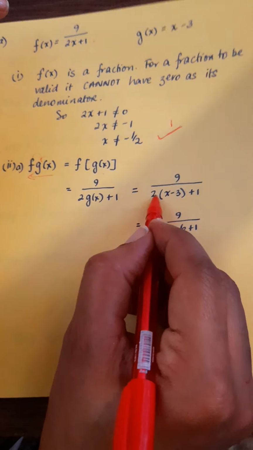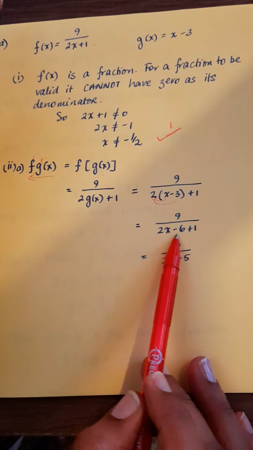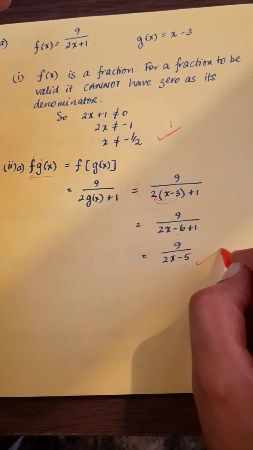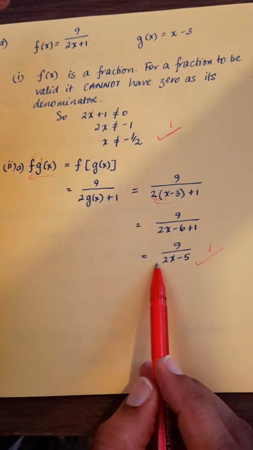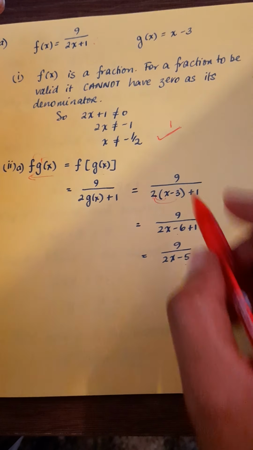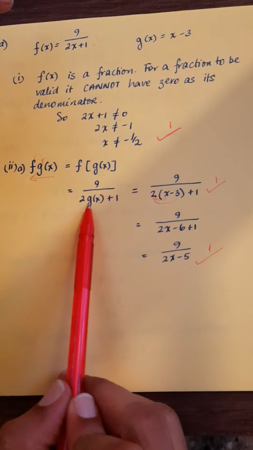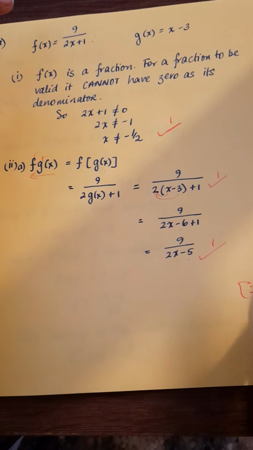We want to expand our brackets. 2 by x is 2x. 2 by negative 3 is negative 6. Simplify that denominator, 2x minus 5. This is what we are after. This is our final answer: 9 over 2x minus 5. And this part would be our second mark, where we actually input g of x into the function, right? That is our 2 marks right there.